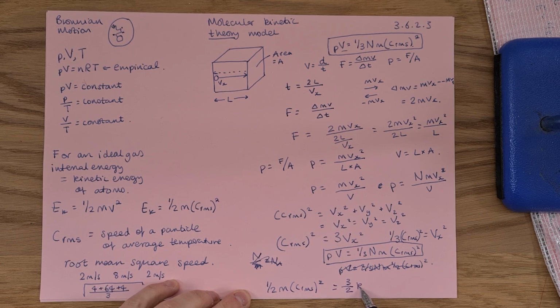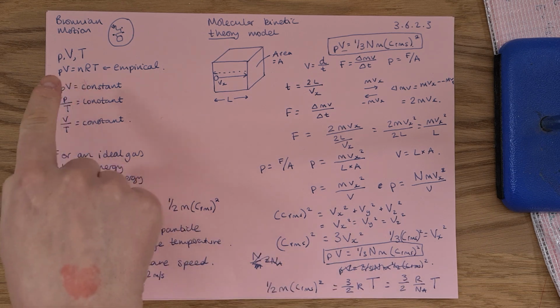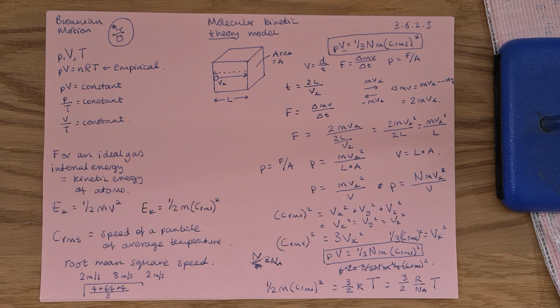3/2 kT, where k is the Boltzmann constant on the data sheet, times the temperature of a gas. Because this is the kinetic energy, it's going to be proportional to the temperature of the gas. And that's the same as 3/2 R over NA times the temperature. Because the Boltzmann constant is really just the ideal gas constant divided by Avogadro's number, right? And that's why there's another version of PV is NkT as well.